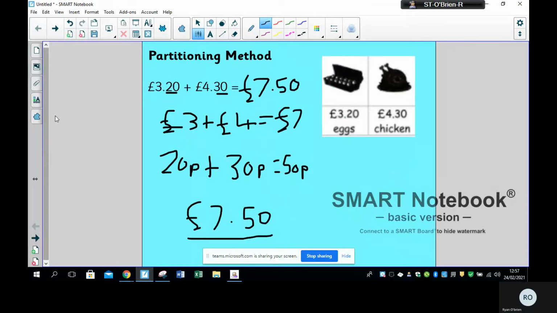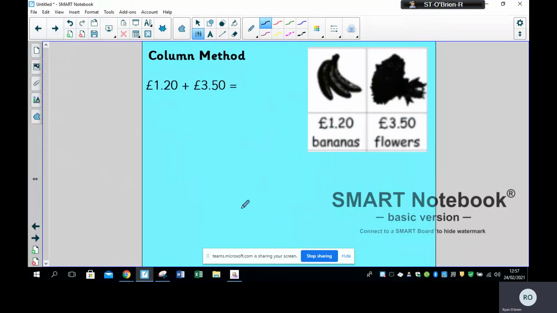Okay, the second method is the column method. Just like any other way of doing the column method, you write the number in its place, and then you start on the right, add it up, exchange where necessary, and rename where necessary, and you get your answer.